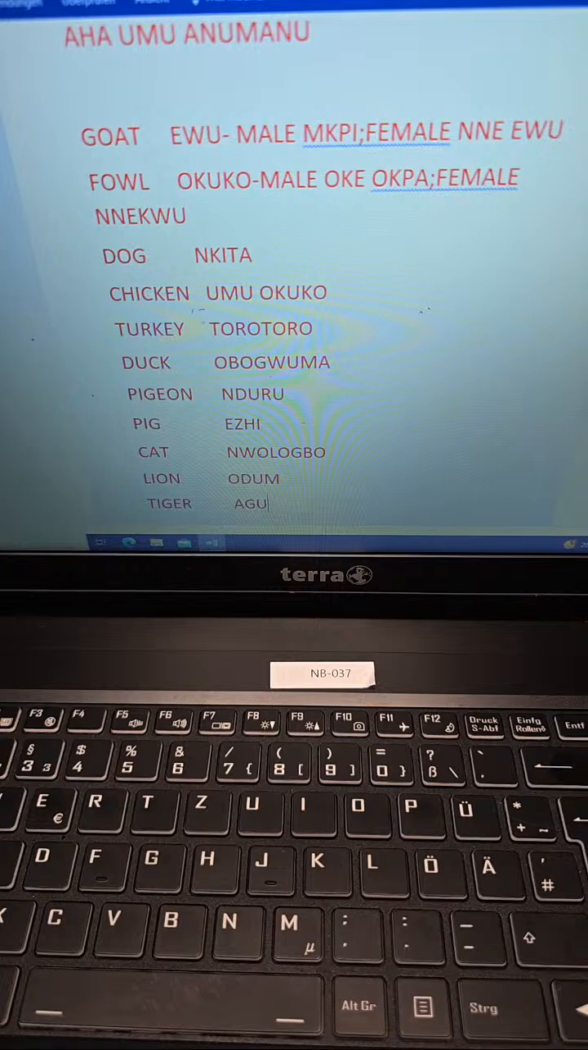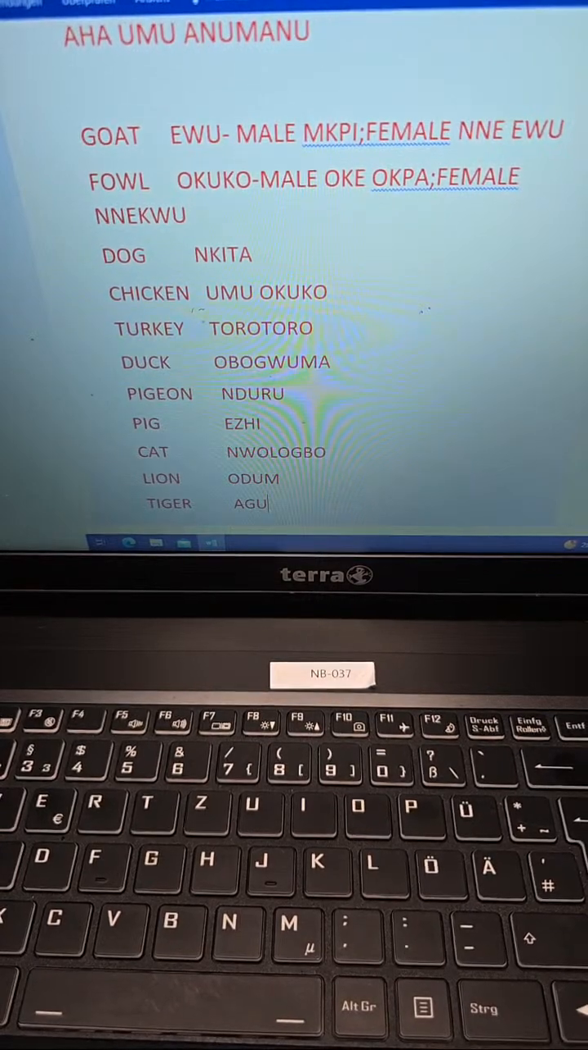We have goat. And I told you that goat in Igbo language is ewu. We have male ewu and female ewu. The male goat is mkpi. Female goat, nne ewu. But in general, both male and female is known as ewu.